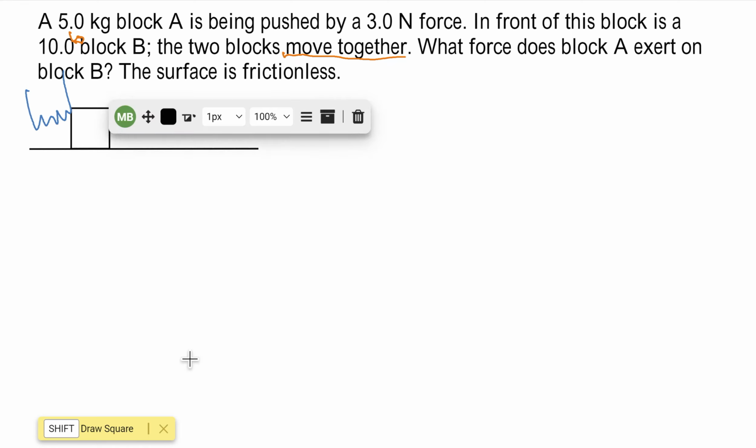Now I'm going to go into free body diagrams. This is the free body diagram for block A, and over here I'll draw my free body diagram for block B.